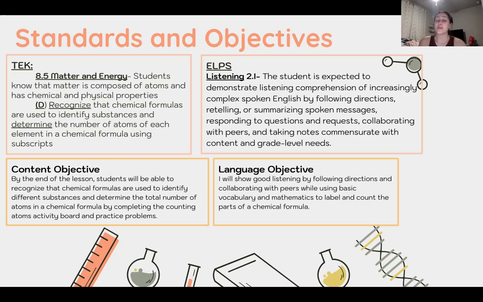You guys will be able to accomplish this content objective by being able to show good listening. You're going to be following directions and collaborating with your peers. You're going to use basic vocabulary or newly learned vocabulary. And we are going to complete a bunch of tasks from board games to practice sheets to STAR test questions.